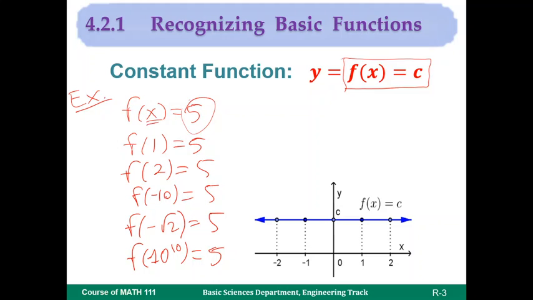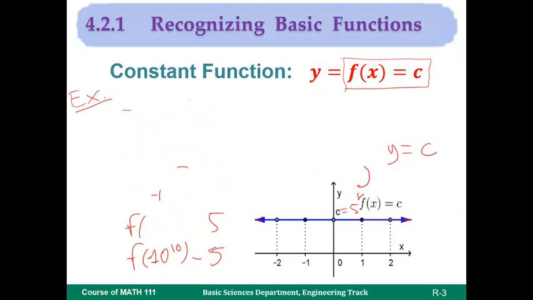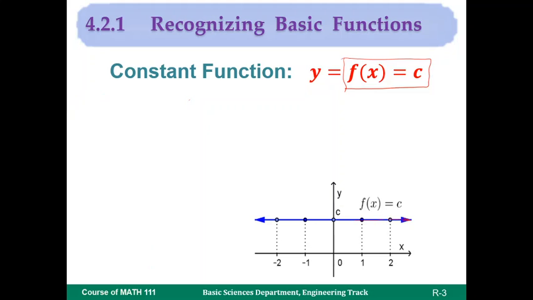So its graph will look like this, a horizontal line. You can think of this line as y equals c. It's a horizontal line at the level of c. You can take c equal to 5 in this example. We will call this one c. Now c is a fixed number, and we will check the domain and the range and the other properties.